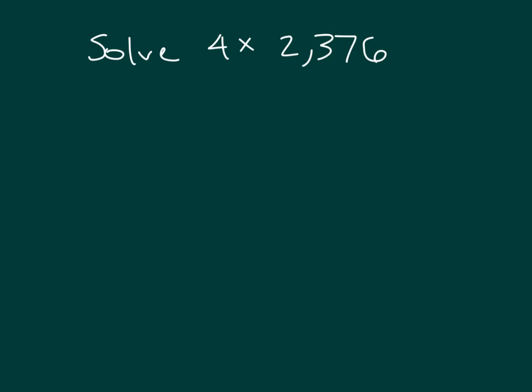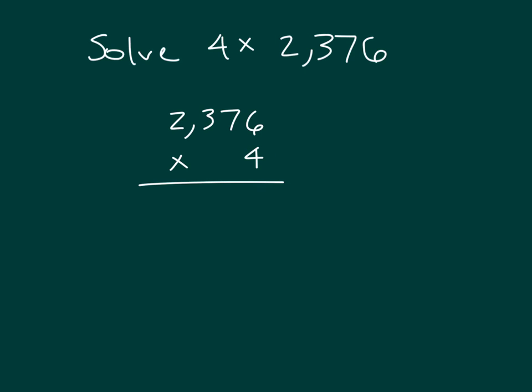Let's show you one more, where we're going to solve 4 times 2,376 using a standard algorithm. First, I have to set my problem up correctly. I should be thinking about 2,376 ones, and then multiplying it by 4. What place do I start in? Do I start with the 2, the 3, the 7, or the 6? Right, I start with the 6, and what am I multiplying by? Well, it looks like 4.